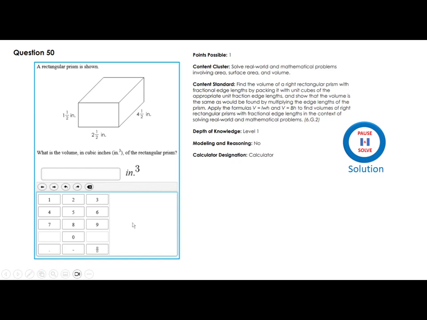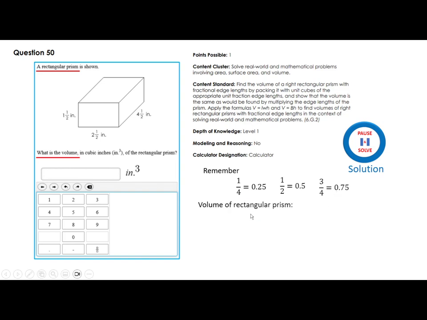A rectangular prism is shown. What is the volume in cubic inches of the rectangular prism? Remember, the formula is length times width times height, which means you have 3 numbers, you have to multiply them by each other. Now, remember, in so many situations, you need to convert to a decimal number. 1/4 is 0.25. Remember, 1/2 is 0.5. 3/4 is 0.75. Okay, that's in general.